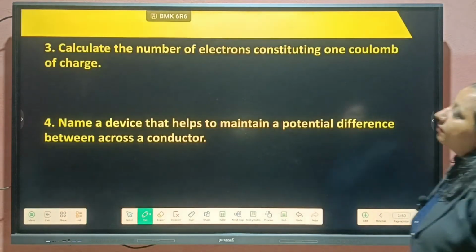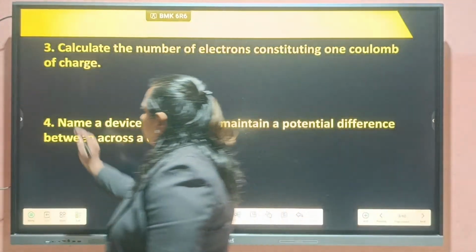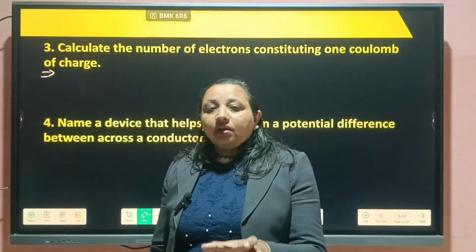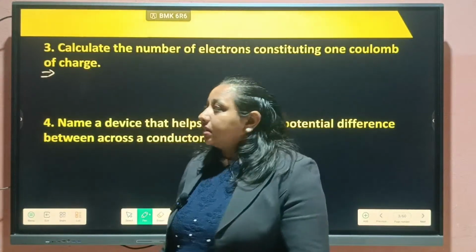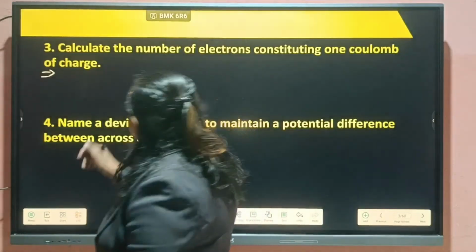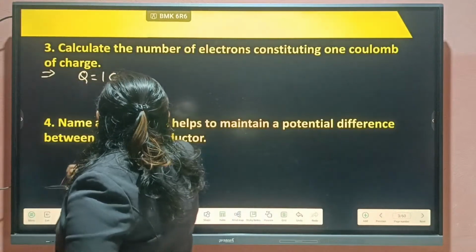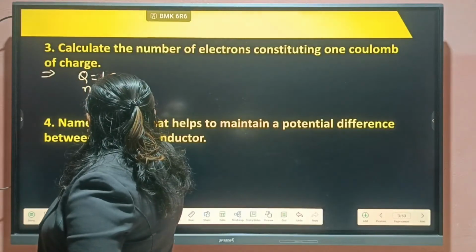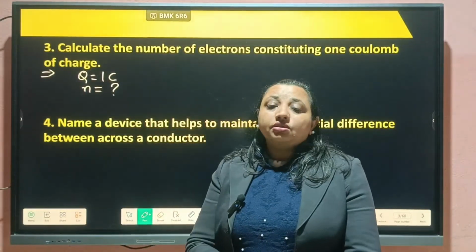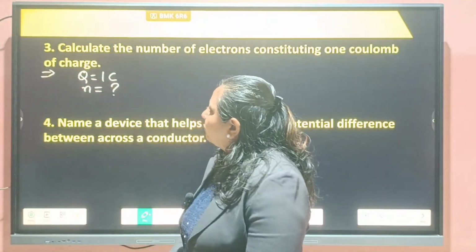Next, the third question we have: calculate the number of electrons constituting 1 coulomb of charge. First of all, write the given things and put a question mark over the required or asked physical quantity, then convert those into their respective SI units, then start solving. So in this, we are given a charge of 1 coulomb, and we have to find the number of electrons, right? The same question we have already discussed during the explanation of the chapter. So for 1 coulomb of charge, we have to find n.